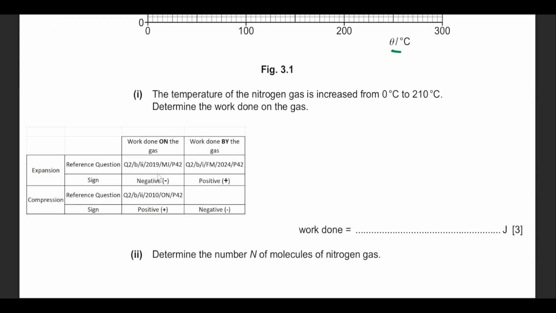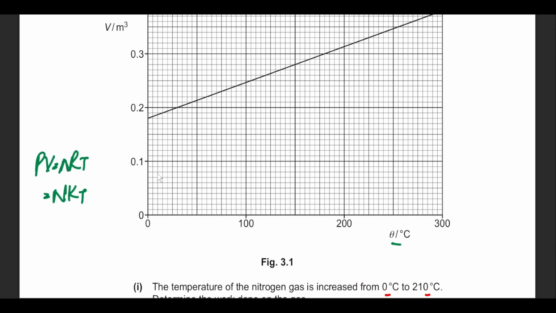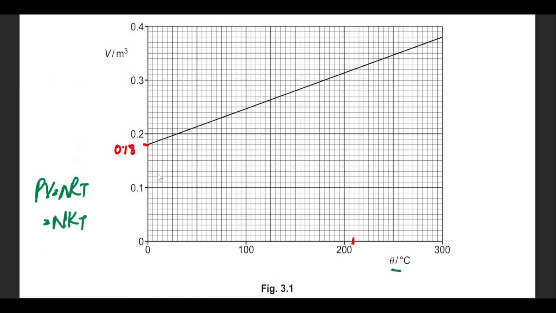He says determine the work done on the gas from 0 to 210. Now from 0, this value is 0.18. And at 210, please read this carefully, this will be 0.32. Now from the looks of it, based on thermal energy addition, it looks like the gas has expanded. Now, I've based this on my previous lectures. If the gas expands, the work done generally is negative.